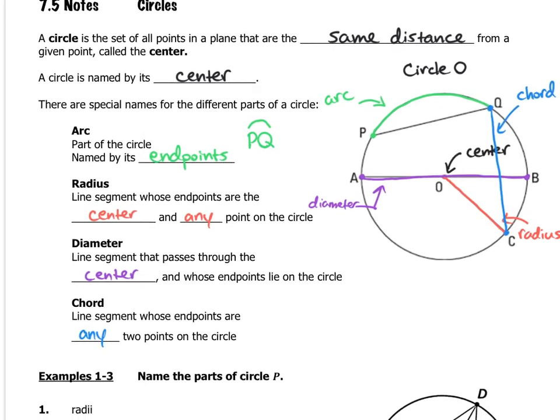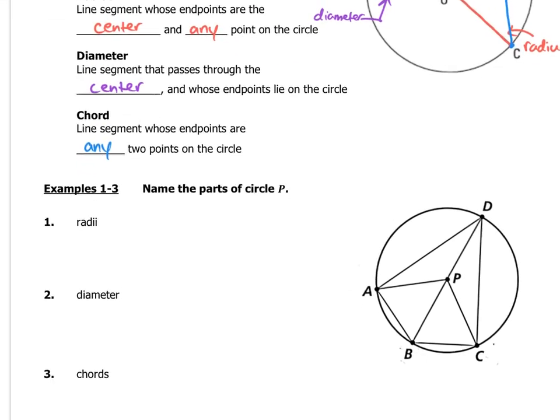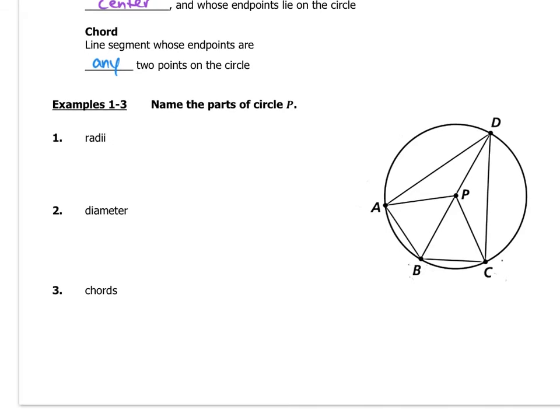Okay, so in examples 1 through 3 now, we're going to practice naming the parts of circle P here to the right. So number 1 asks us to name the radii, is how you say this. This is the plural of radius. So we're going to name any radii we see. Remember, a radius of a circle is a line segment from the center to any point on the circle. So let's see what radii we can find.